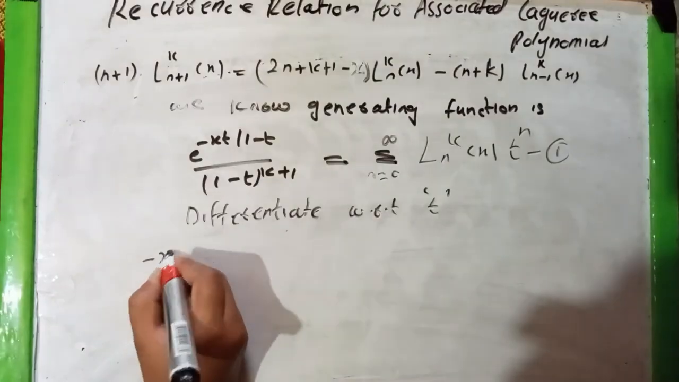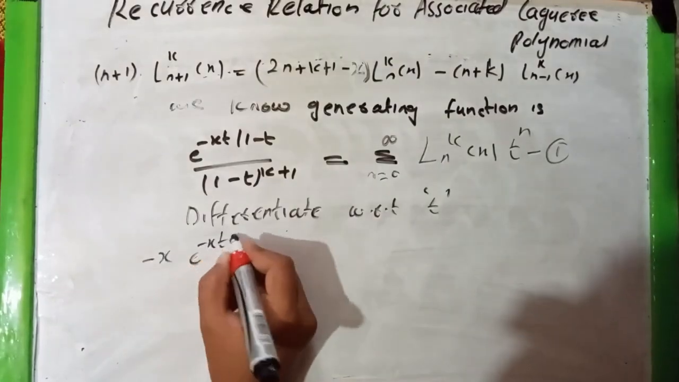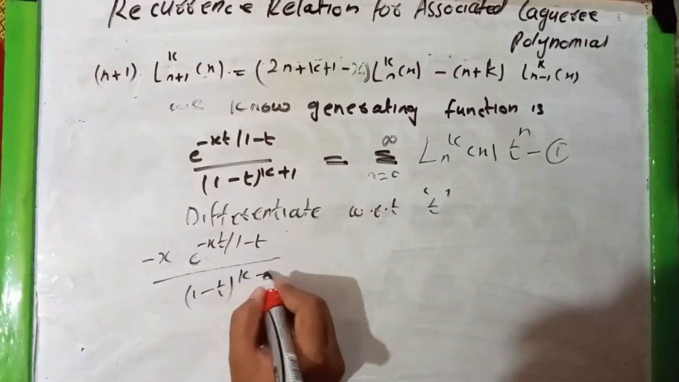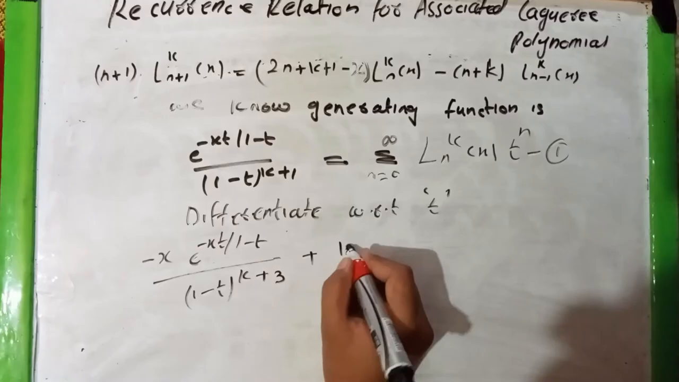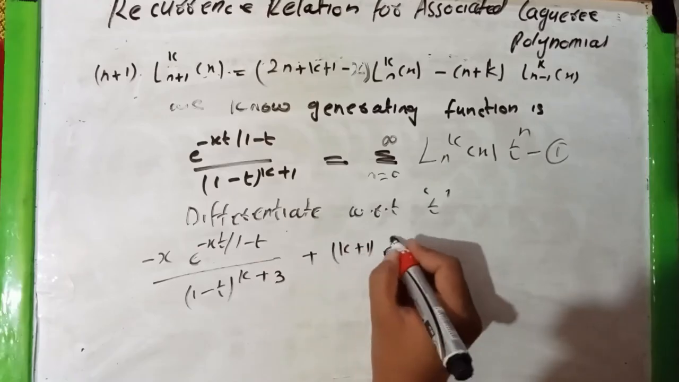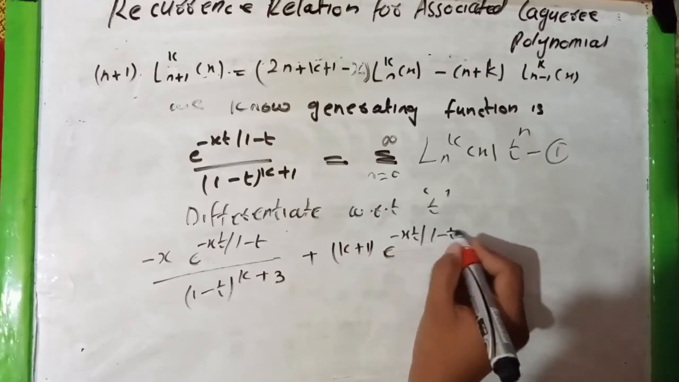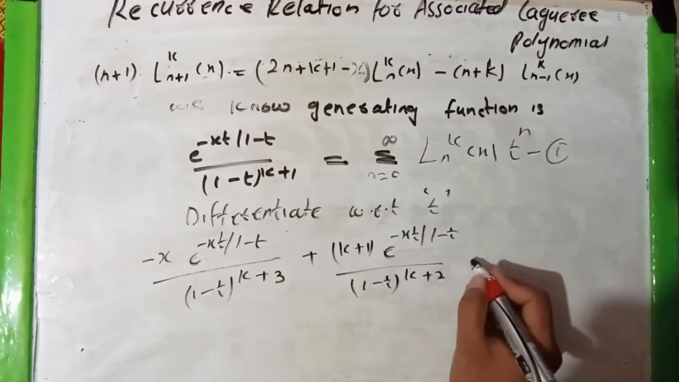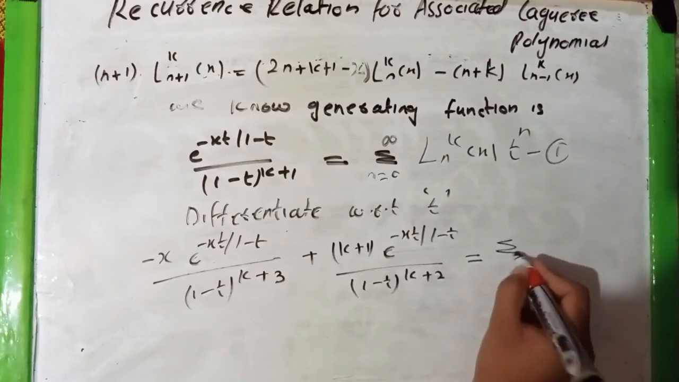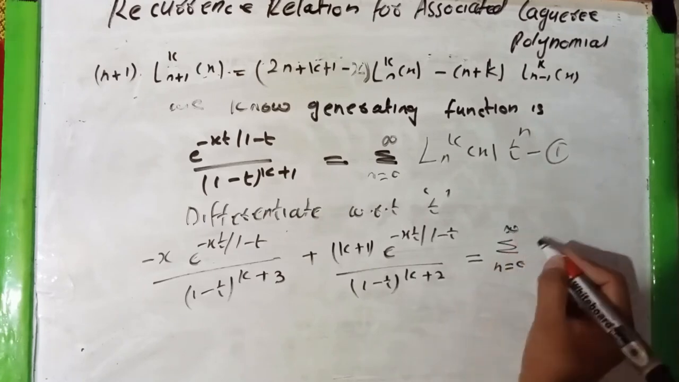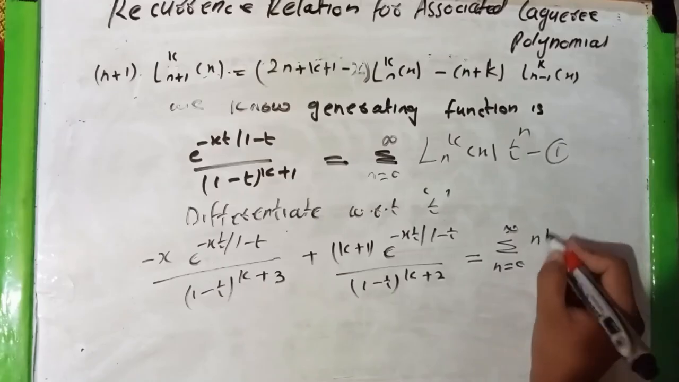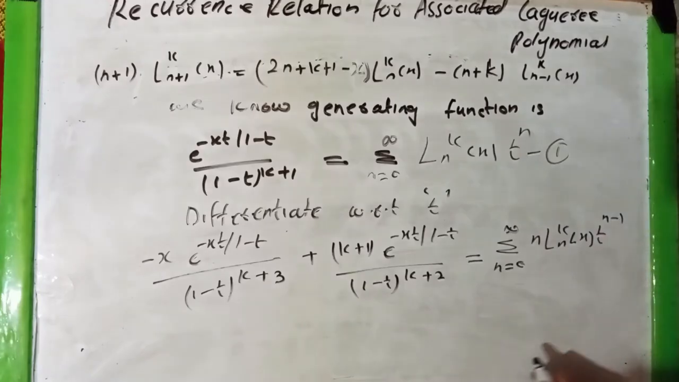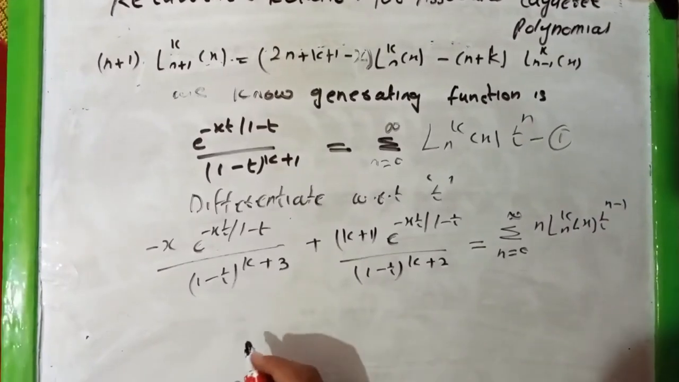So this is equal to minus x exponent minus xt over 1 minus t, over 1 minus t raised to power k plus 3, plus k plus 1 exponent minus xt over 1 minus t, over 1 minus t raised to power k plus 2, is equal to summation n is equal to 0 to infinity n L_n^k of x t raised to power n minus 1.